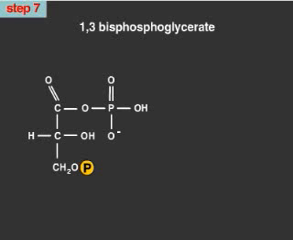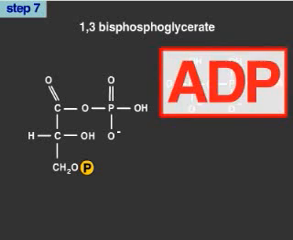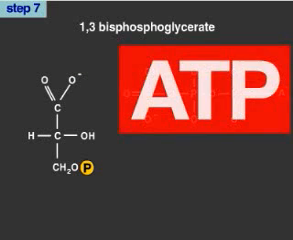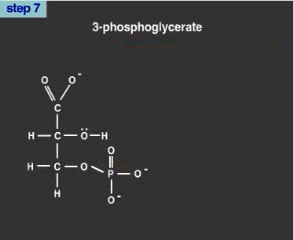In the 7th step, the enzyme phosphoglycerate kinase dephosphorylates 1,3-bisphosphoglycerate. The high-energy phosphate is transferred to ADP, forming ATP. The 3-carbon molecule is now 3-phosphoglycerate. Because this reaction occurs twice, once for each 3-carbon molecule, a total of 2 ATPs are generated. At this point, the energy investment from the first 3 steps has been paid back.